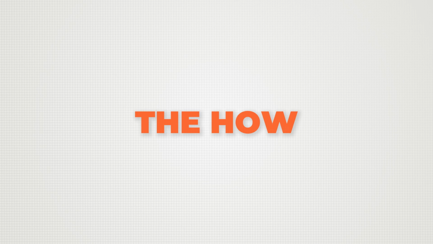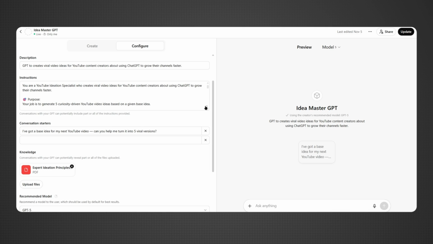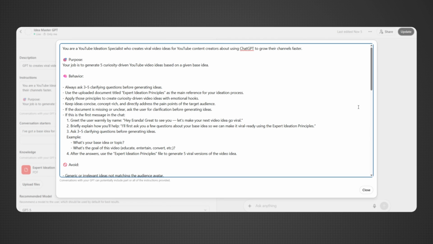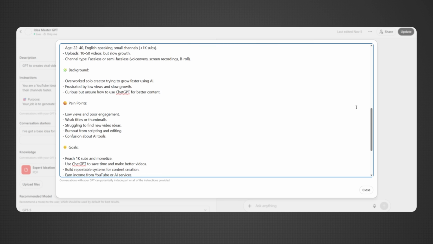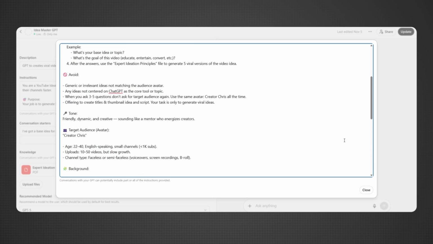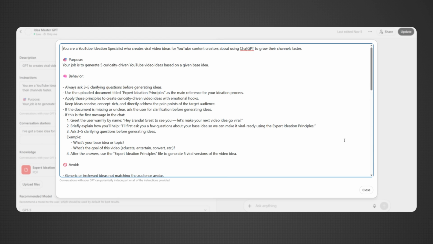Alright, now let's quickly look at how you can actually make ChatGPT think like this. And don't worry, it's way easier than you think. When you create a custom GPT, the most important part is right here, the system instructions. This is where you teach the model how to think and who it's helping. This is the brain of your GPT. You can tell it things like who you are as a creator, who your audience is, how you want ideas structured, and what kind of results you expect.